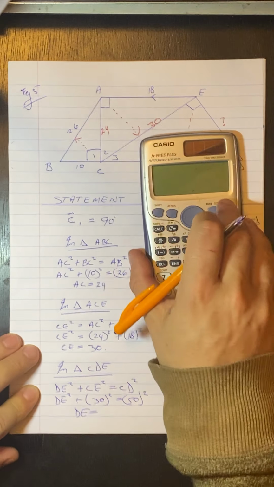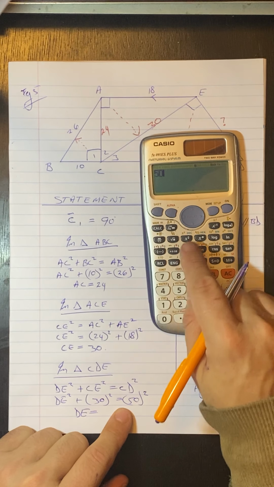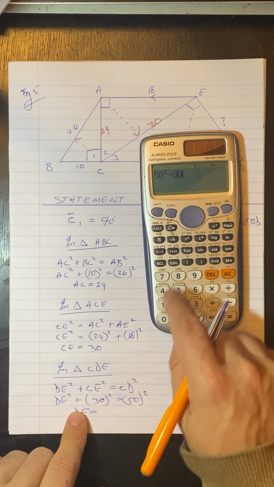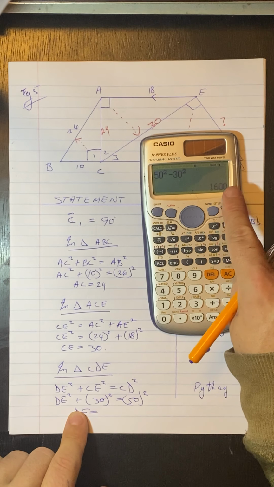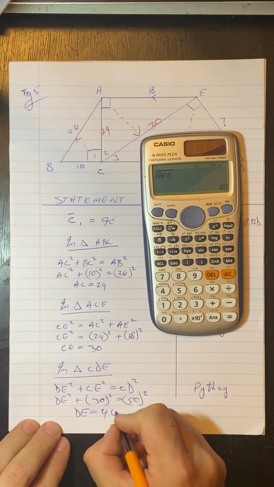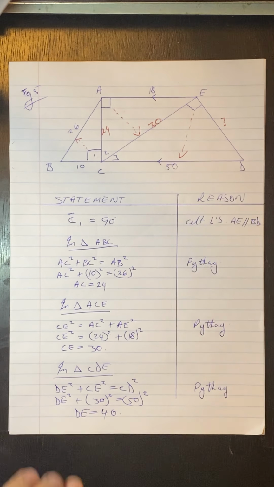I'm going to put everything on my calculator again. So we say 50 squared. If we take the 30 to the other side, it becomes a minus 30 squared. And remember, we must take the square root of that. And we get 40. And we have found out what DE is.